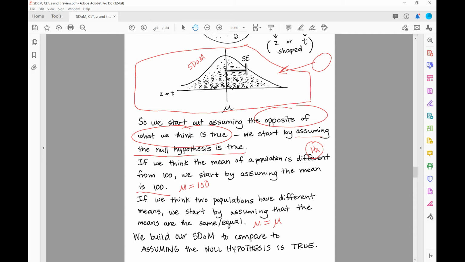So we start with a thing that we think is not true. Assume the opposite. Okay, assume the boring thing is going on. Assume the things are equal. Assume that it's equal to this value.